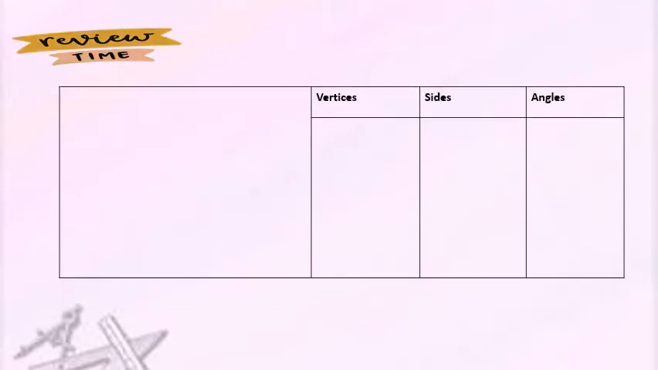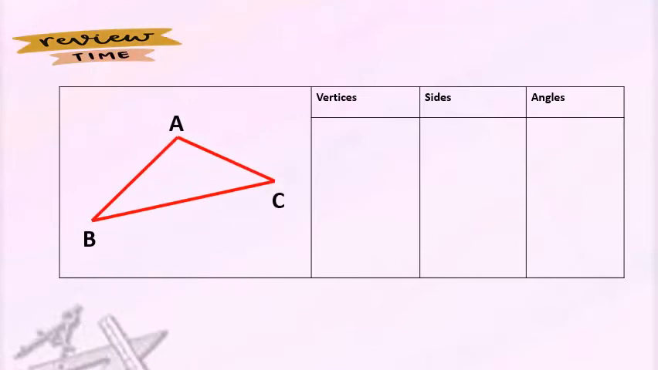Now, let's review what we discussed in the previous video. We have this triangle, which is ABC, and we want to find the vertices, the sides, and the angles. Vertices are the points where two sides intersect. So this is vertex A, vertex B, and vertex C. For the sides, we take the extremities of the segment, A and B, put them next to each other and add the sign of the segment.